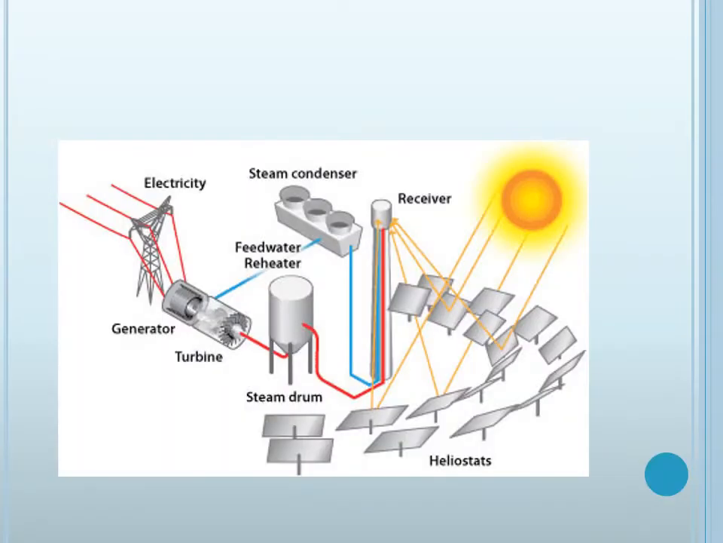So mainly this is how it looks, the huge plant. You can get the main idea: you can see the heliostats, you can see the receiver, then it goes to the condenser, the turbine, the generator, then the electricity. So this is how it is.